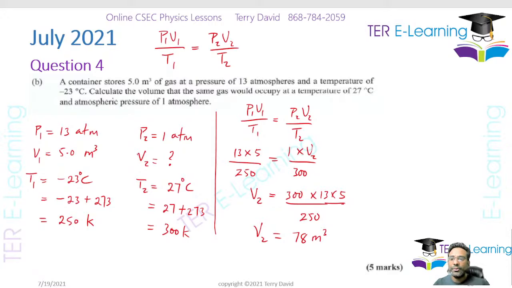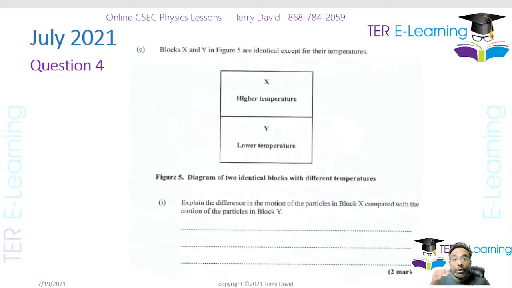What else do they have here in question 4? In question 4, they have two blocks, X and Y, identical except for the temperatures. So X is at a higher temperature than Y. Explain the difference in motion of the particles in block X and block Y. So we're talking about motion. This question is about temperature.